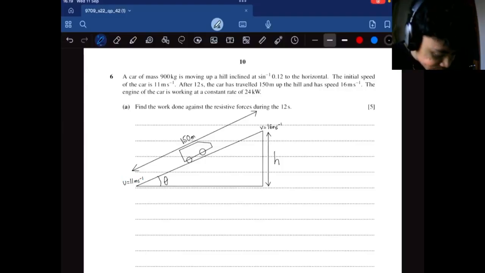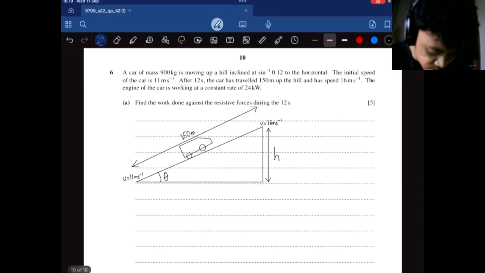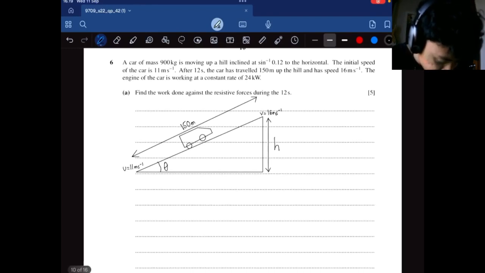Okay, moving on to question number 6. A car of mass 900 kilograms is moving up a hill inclined at sine inverse 0.12 to the horizontal. The initial speed of the car is 11 meters per second. After 12 seconds, the car has traveled 150 meters up the hill and has speed 60 meters per second. The engine of the car is working at a constant rate of 24 kilowatts. Part A. Find the work done against the resistive forces during the 12 seconds.